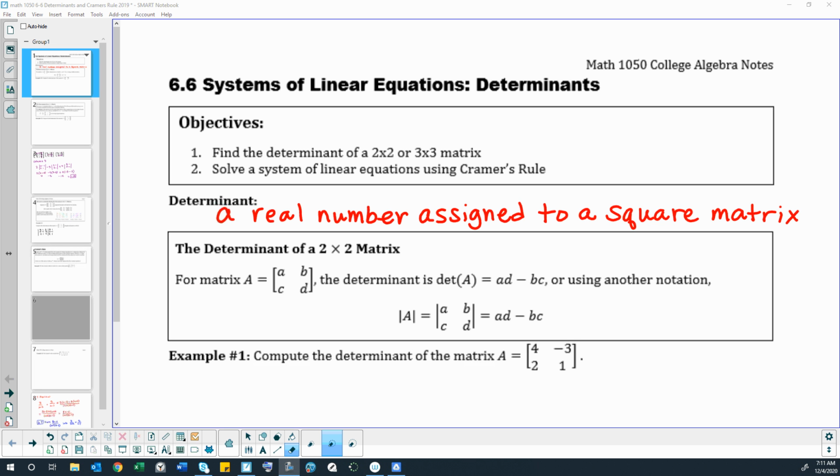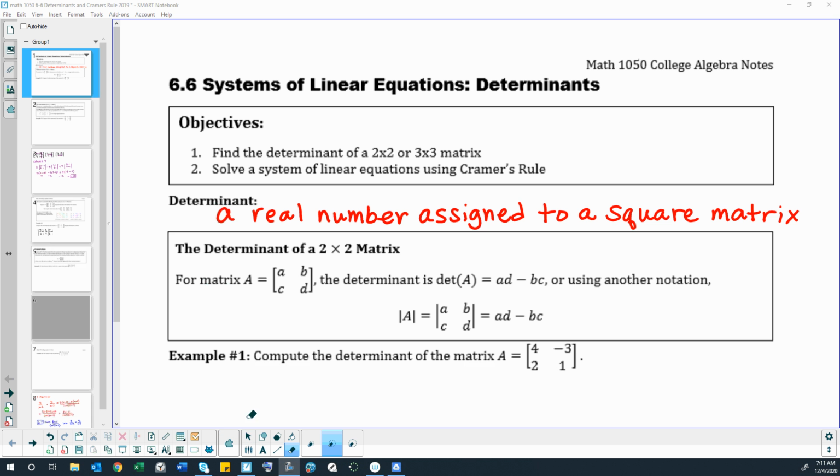Okay, section 6.6. We're learning how to find determinants of a matrix and also how to use determinants to solve a system of equations by using what we call Cramer's rule. I'm assuming it's named after some person with the last name of Cramer who figured it out.